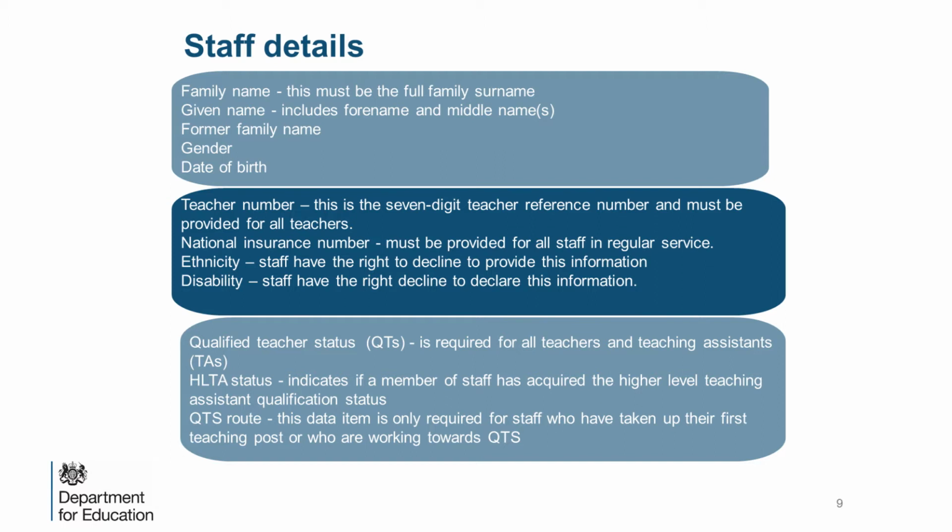A national insurance number must be provided for all staff in regular service. Schools, including academies and local authorities, should make every effort to ensure an NI number is provided for each member of staff. However, if one is not available, then the field should be left blank. This field is used for matching purposes and for tracking individuals over time, so that statistics can be produced.